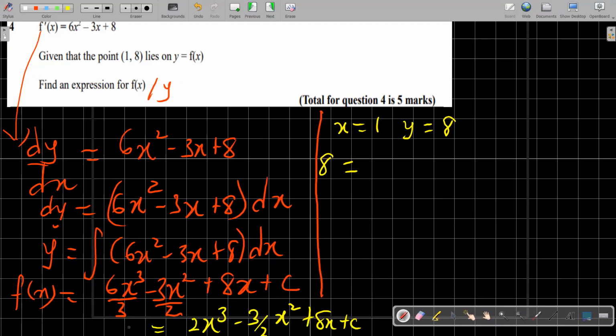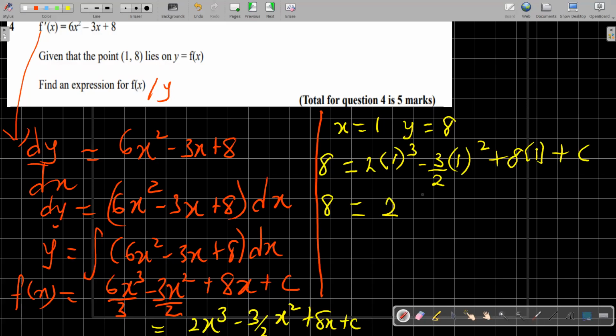So when y is equal to 8, substitute the value. So this is 2 times 1 raised to the power 3 minus 3 over 2 times 1 raised to the power of 2 plus 8 times 1, then plus the constant c. Therefore, 8 equals 1 to the power of 3 is 1 times 2, that is 2, minus 3 divided by 2 plus 8, then plus a constant c. However, you know that time waits for no one. You can cancel this.